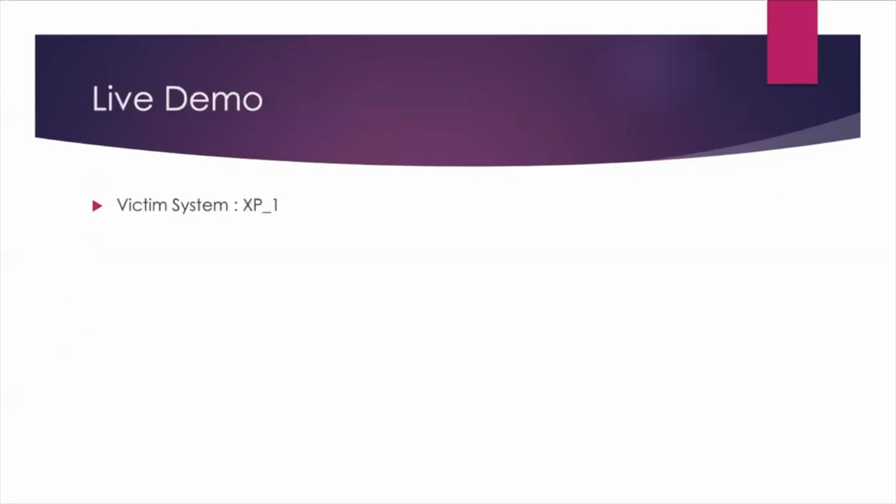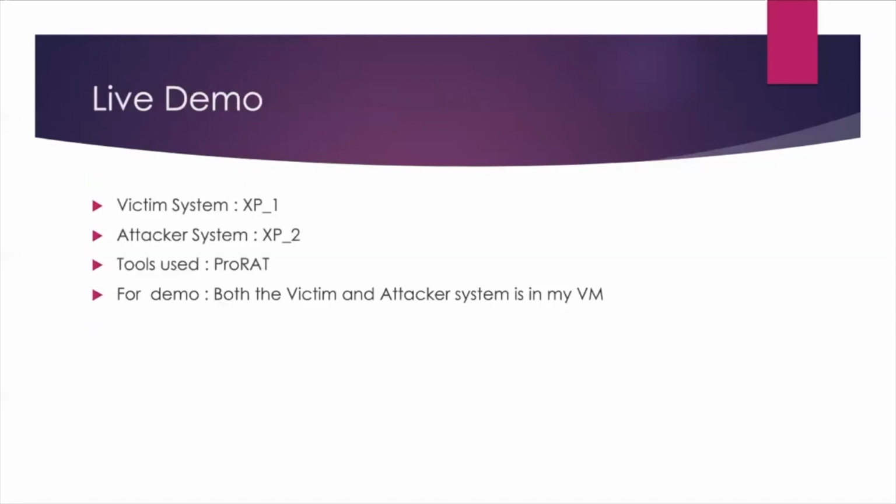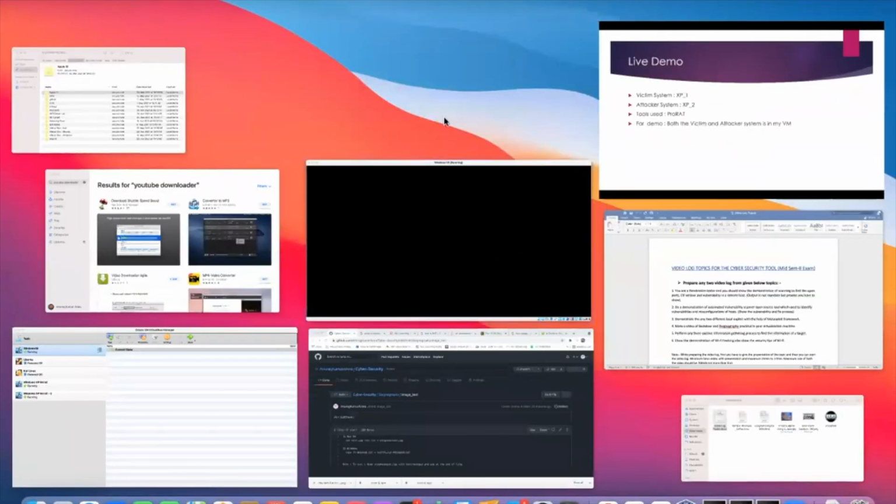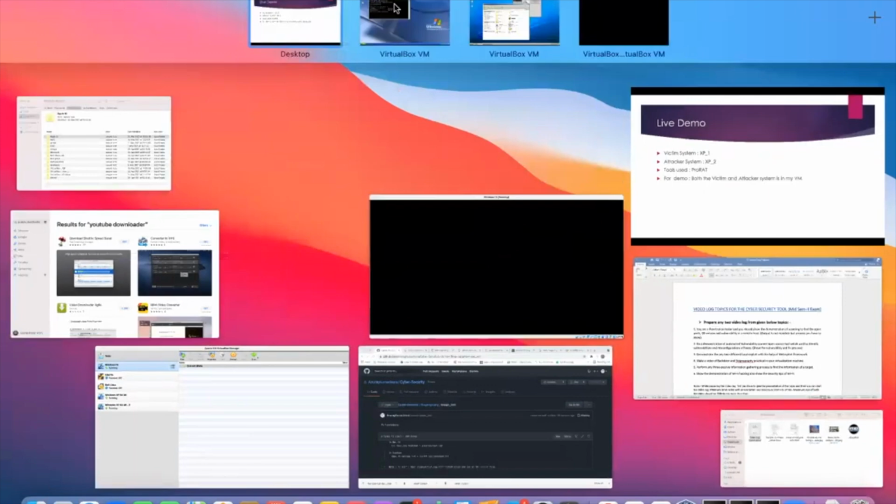So let's go and see the live demo. In this live demo, I'll be using 2 XP machines. One XP machine will act as a victim. The second XP machine will act as an attacker system. The tool which I'll be using is ProRat. Let me switch to my virtual machine and show the demo.